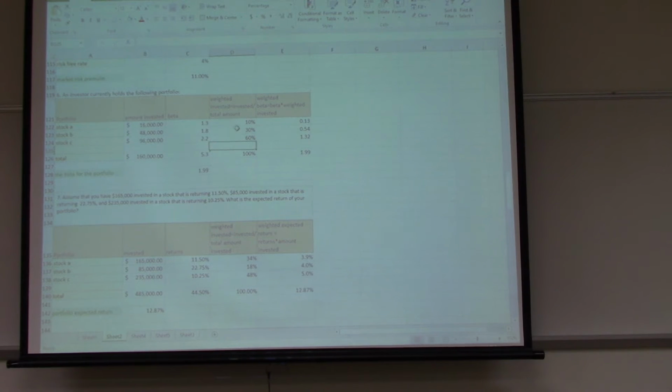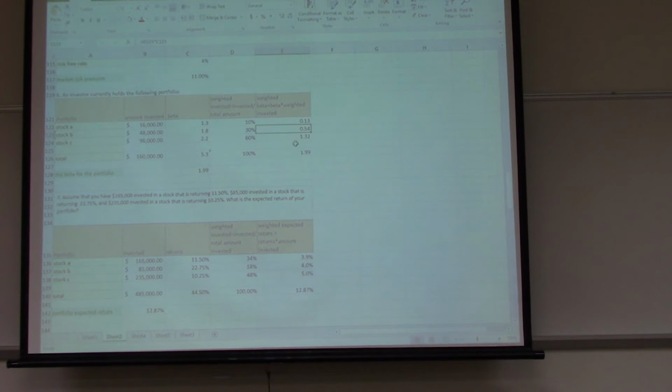Once you find your weighted amount invested, you next need to find your weighted beta, because similarly, you have to find out what percent of your portfolio is going to be affected by the beta. It's not going to be 0.13 because you only invested 10%. So to do that, you just multiply your beta times your weight invested.